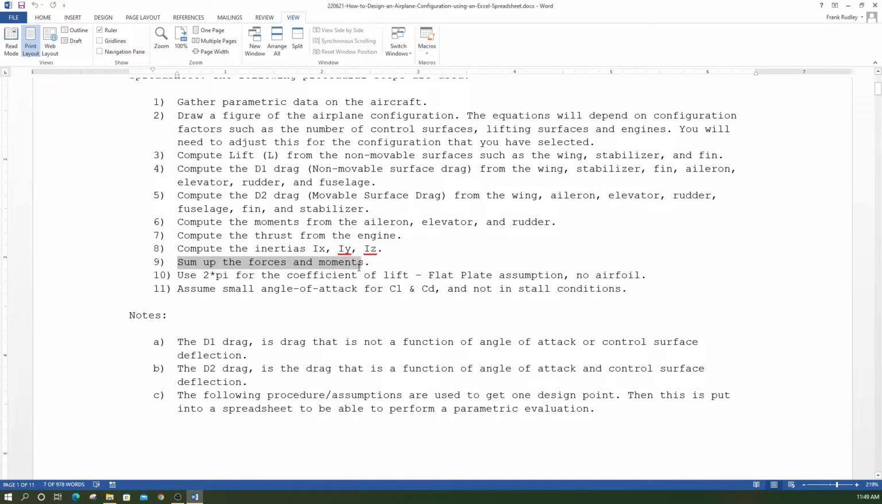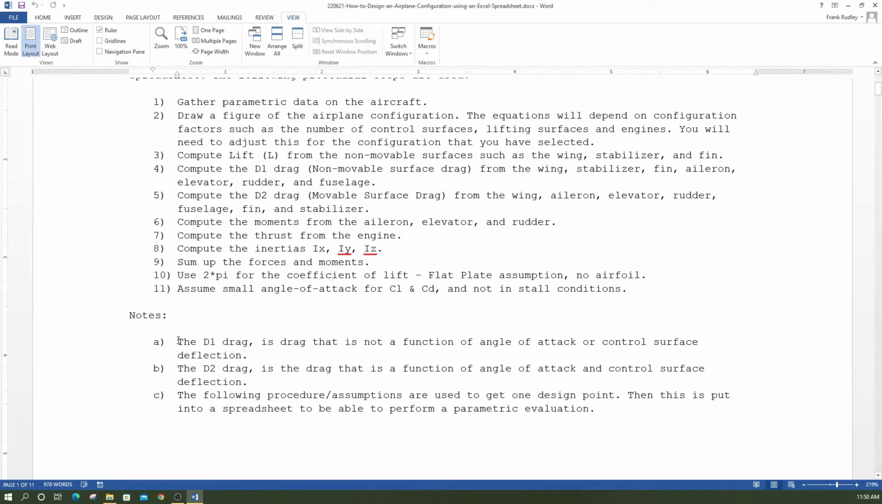So we sum up the forces and moments, and we're going to just use 2 pi for the coefficient of lift. This is the flat plate assumption, so we're assuming there's no airfoil. As we get into more detailed models, then our coefficient of lift might not be 2 pi. It might be something different depending on the airfoil. But for a flat plate, 2 pi is a good value for the coefficient of lift. So we're assuming a small angle of attack for coefficients of lift and coefficients of drag, and we're not in stall conditions. So this is kind of limited to small angle of attack, small side slip. But it's a good way to start if you're doing an initial design.